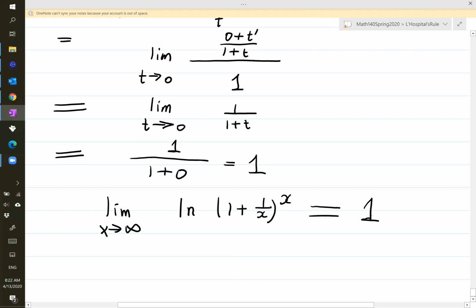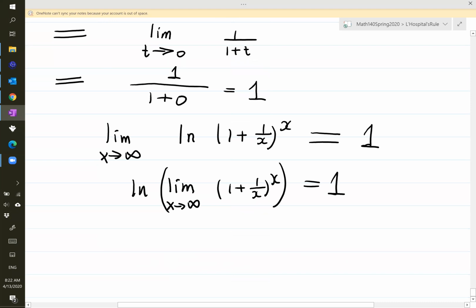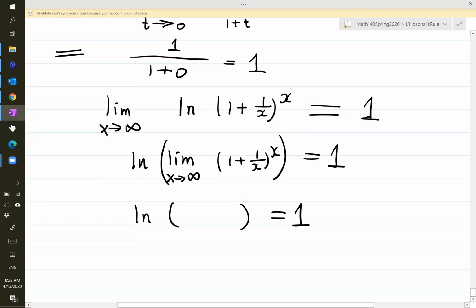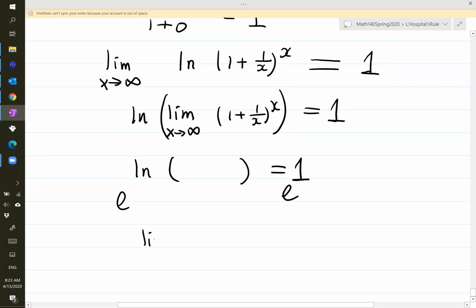Remember, we need to recover the original limit. ln is continuous, so we can switch ln with the limit notation. ln of something is 1. What is that something? If you cancel ln, you take e. So if you take e to both sides to cancel ln, you get e to the power 1, which is e. Remember what e is: a decimal expansion, etc. So this is e.